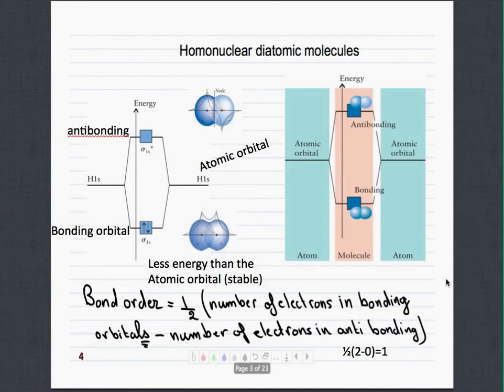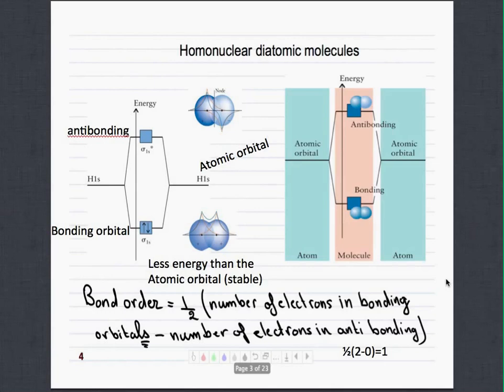So the Lewis structure, the valence bond theory at this point, and the molecular orbital theory are all kind of coinciding, or they have the same result.